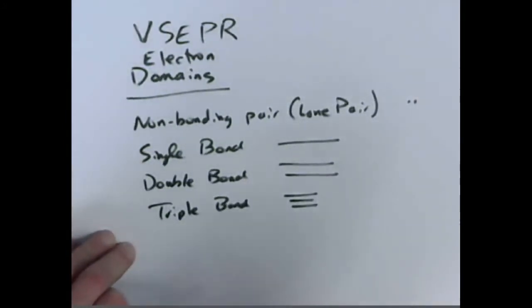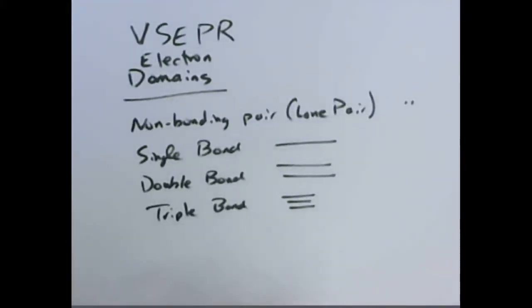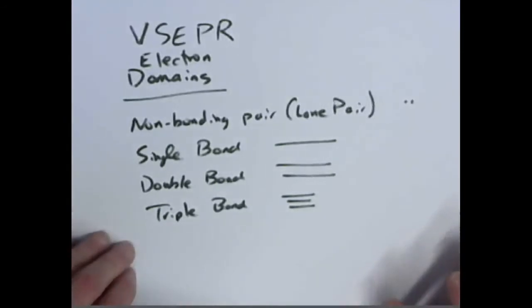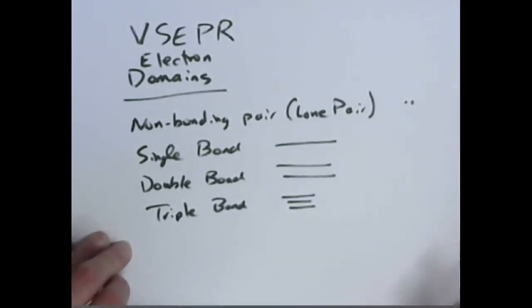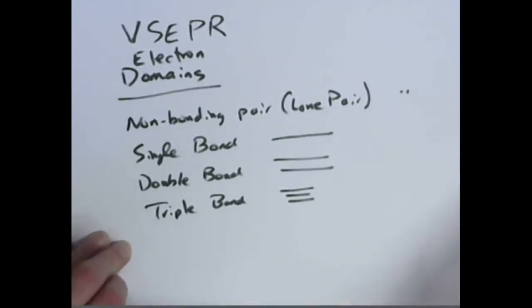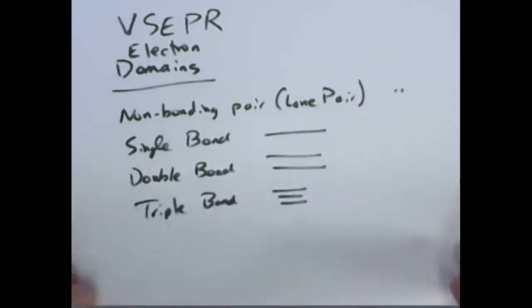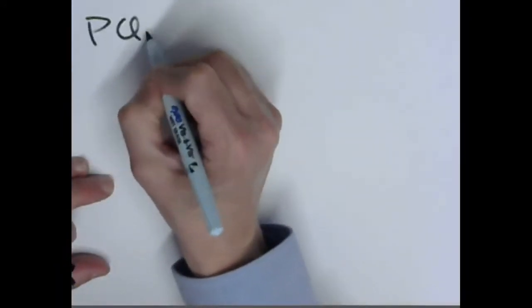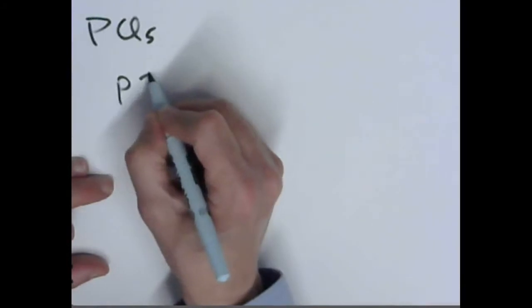So to determine these electron domain geometries, you count up the number of electron domains around the central atom. Thus far in the previous video, we've looked at 2, 3, and 4 electron domains around the central atom. What we want to do in this video is look at 5 and 6 electron domains. So let's look at the molecule phosphorus pentachloride.